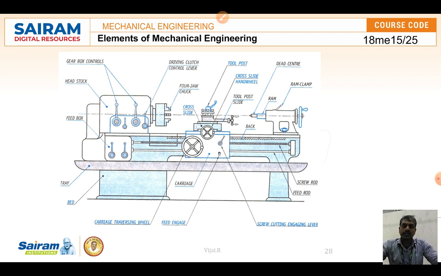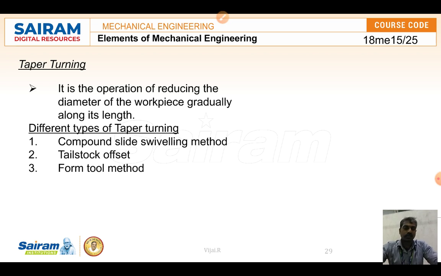Next is the taper turning operation. We are going to see the taper turning operation in further videos. First of all, we should know what taper turning is. Taper turning produces a conical shape. If you want to make a cone-like structure in a cylindrical workpiece, with a gradual increase or decrease in the diameter along the length, we call it a taper. Taper means a decreasing or increasing cross-sectional area of the cylinder, and that we call taper turning.